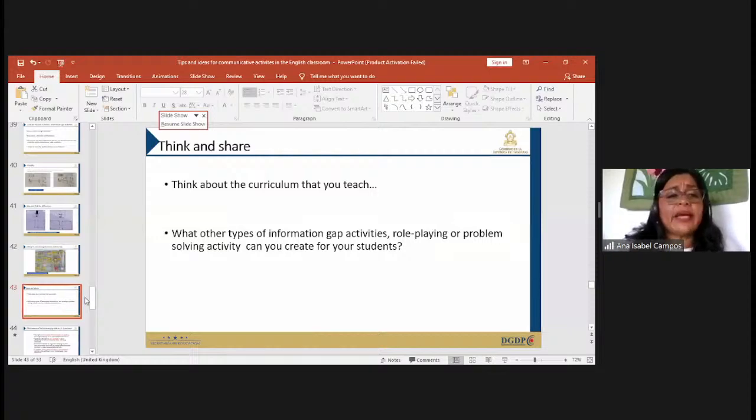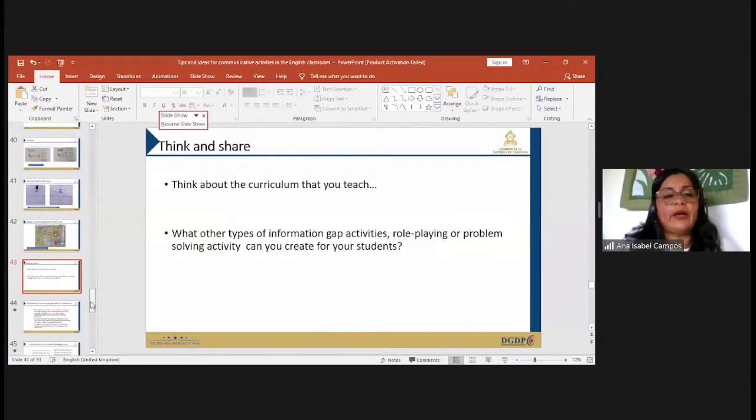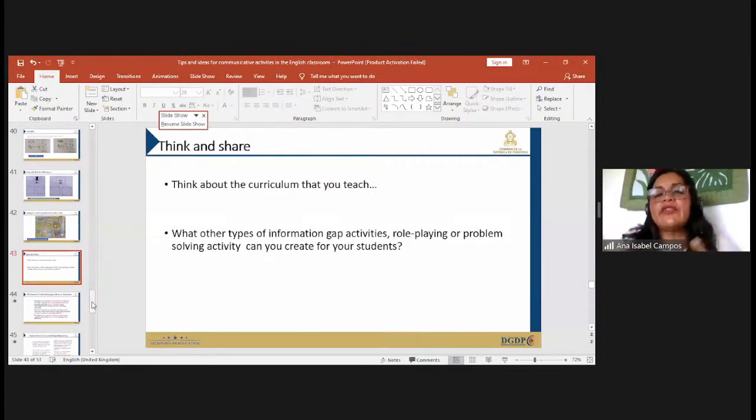All right, so now getting to this point, my question is, what other types of information gap activities, role-playing or problem-solving can you create for your students based on a specific topic of your curriculum? What do you think? Have you used any of those? Have you used before information gap activities, role-playing or problem-solving to promote communication? Elvia, please, the floor, the microphone is yours.